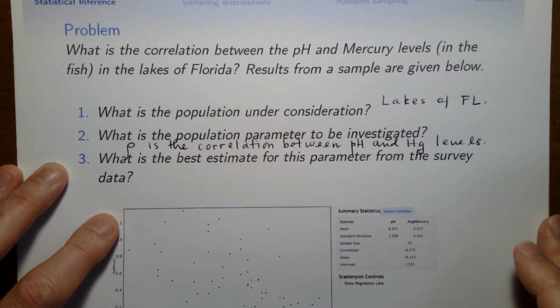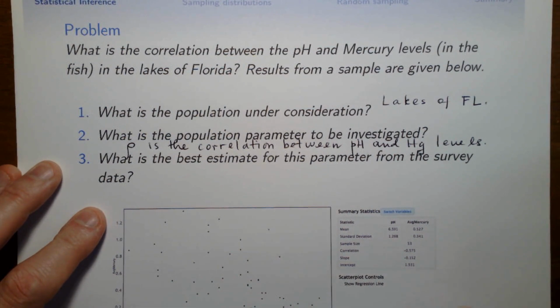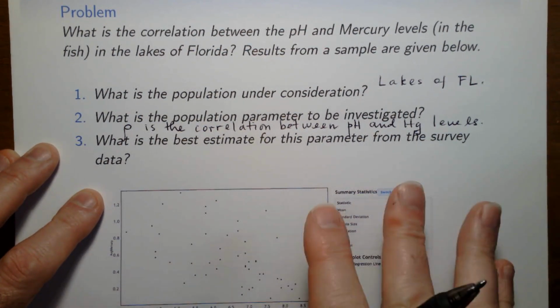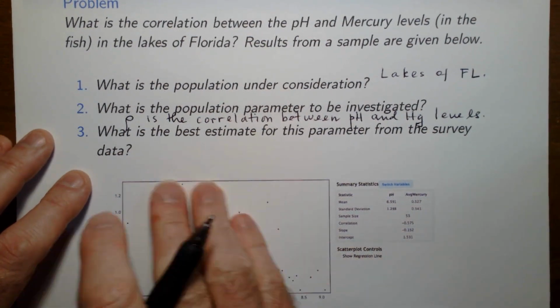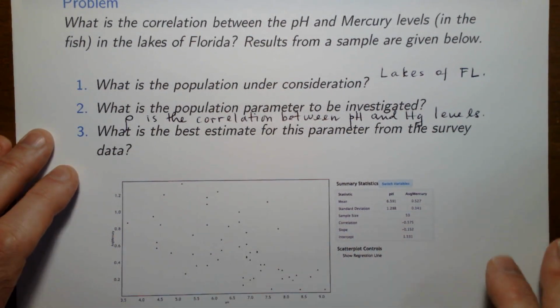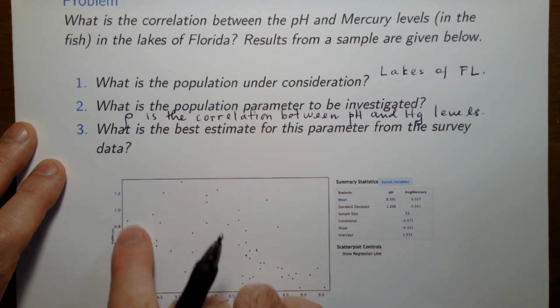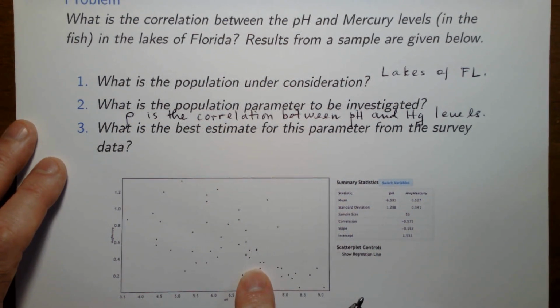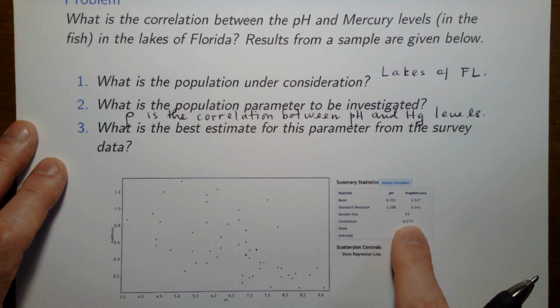Okay, now what do we do? We pull a sample. We grab a sample of 53 lakes in Florida. We find their pH and mercury levels. We form the scatter plot. We've looked at this data before. And from this scatter plot, we can find what's called the sample correlation, and we can find that number right here. The sample correlation is negative 0.575.